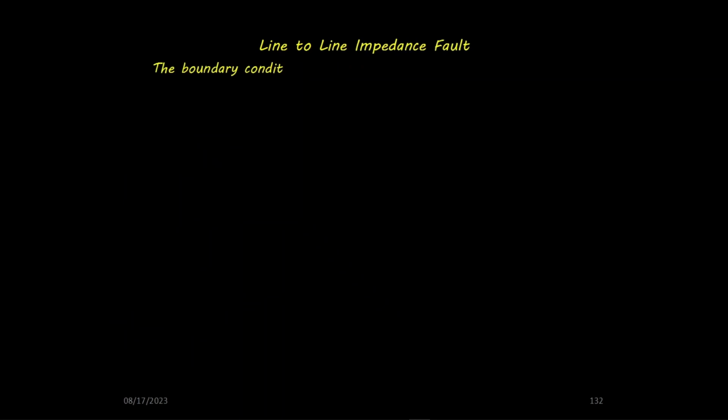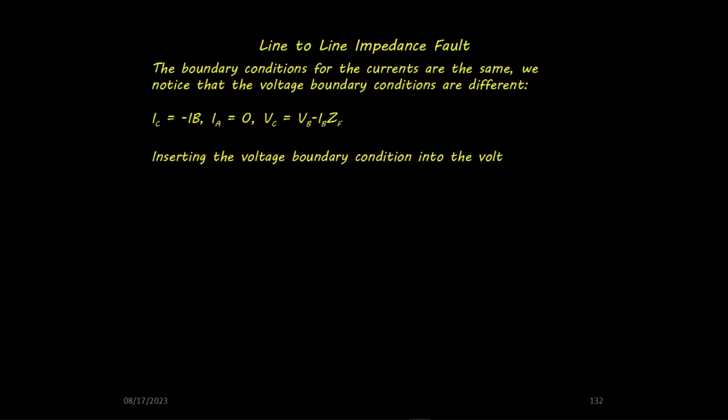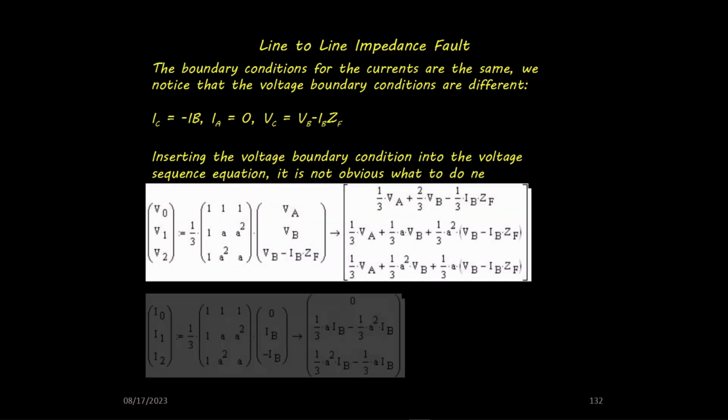The boundary conditions for the currents are the same. We notice that the voltage boundary conditions are different: IC equals minus IB, IA equals 0, VC equals VB minus IB times ZF. Inserting the voltage boundary condition into the voltage sequence equation, it is not obvious what to do next.